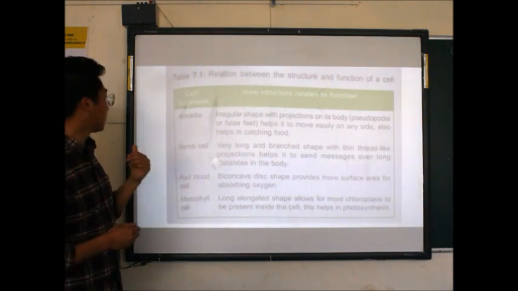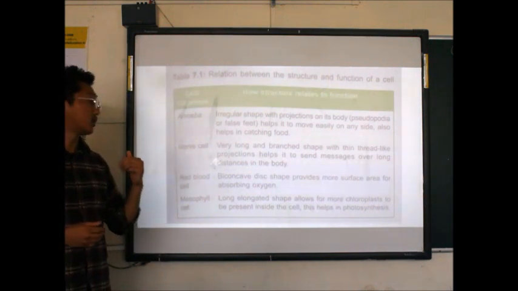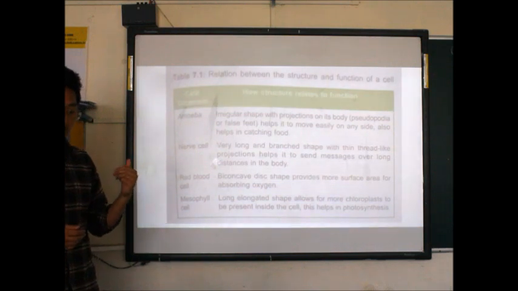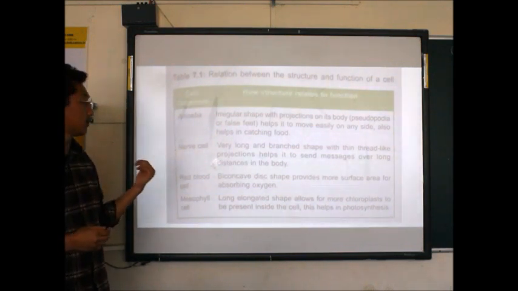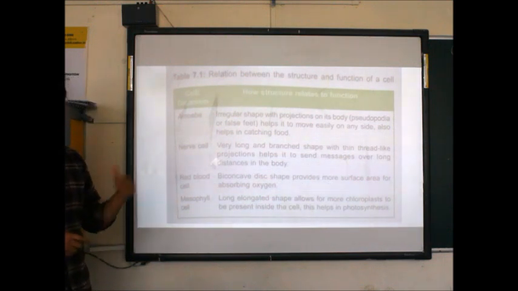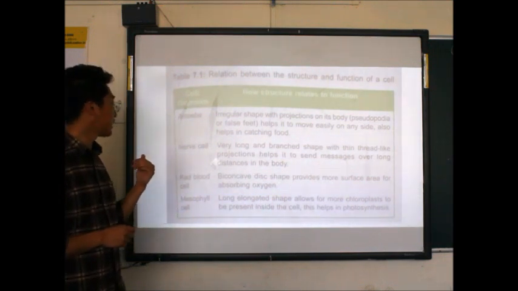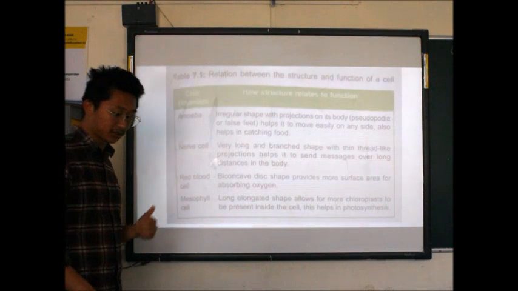So this nerve cell transmits different messages, or electrical impulses, we call them. It helps in transmitting these messages over long distances in the body.